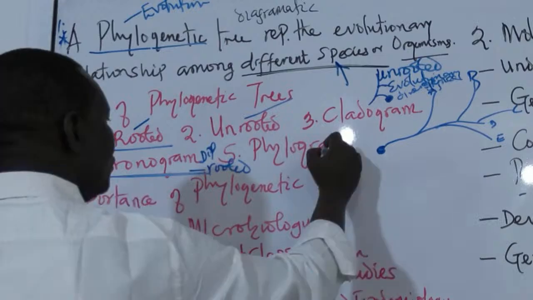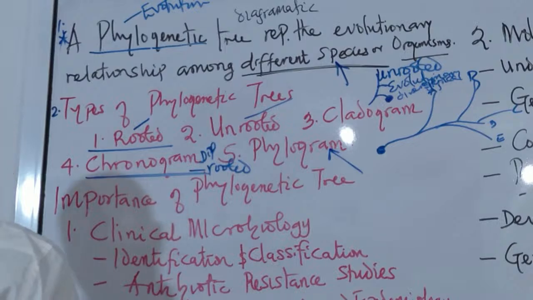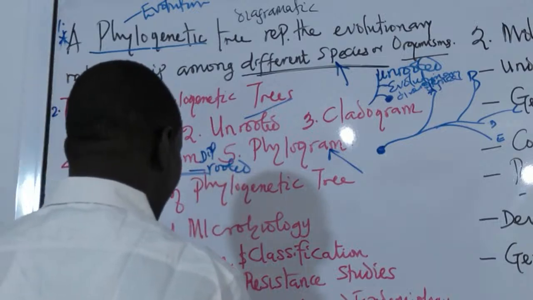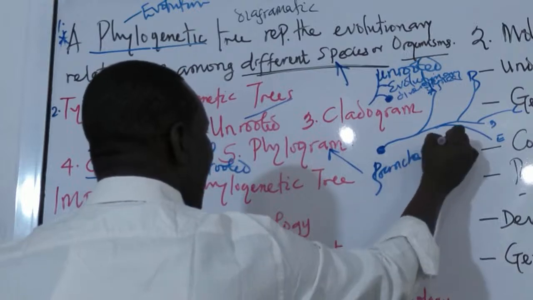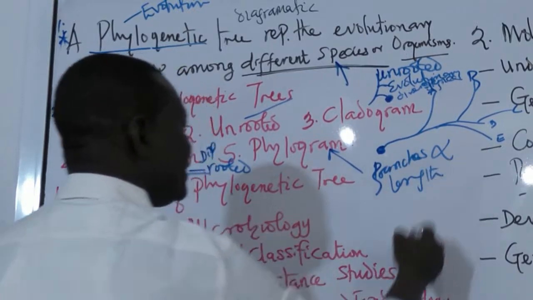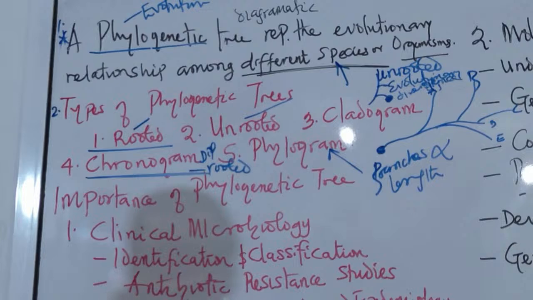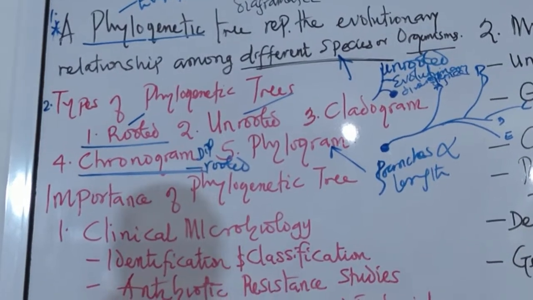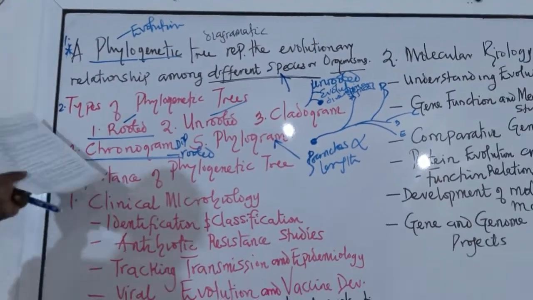The last type is phylogram. Phylogram is a kind of tree whose branches are proportional to the length of time. So the longer the branches are in terms of length, that means the longer they have diverged in terms of their evolution.